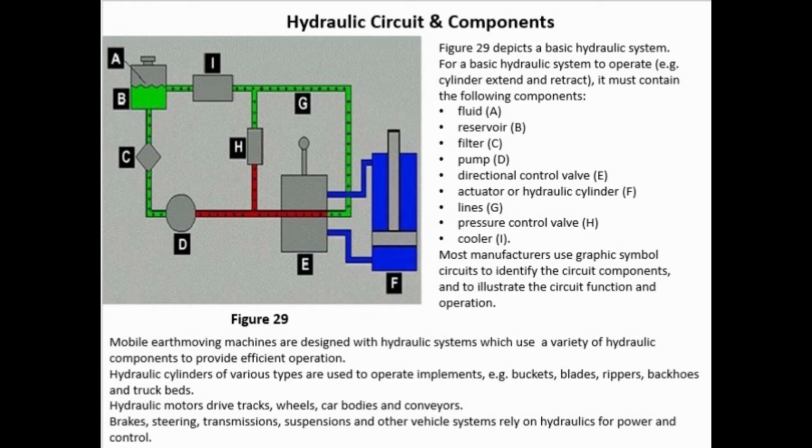H. Cooler. Most manufacturers use graphic symbol circuits to identify the circuit components and to illustrate the circuit function and operation. Mobile earth-moving machines are designed with hydraulic systems which use a variety of hydraulic components to provide efficient operation. Hydraulic cylinders of various types are used to operate implements, e.g., buckets, blades, rippers, backhoes, and truck beds. Hydraulic motors drive tracks, wheels, car bodies, and conveyors. Brakes, steering, transmissions, suspensions, and other vehicle systems rely on hydraulics for power and control.